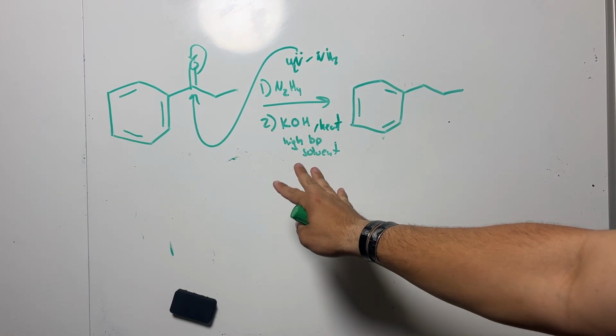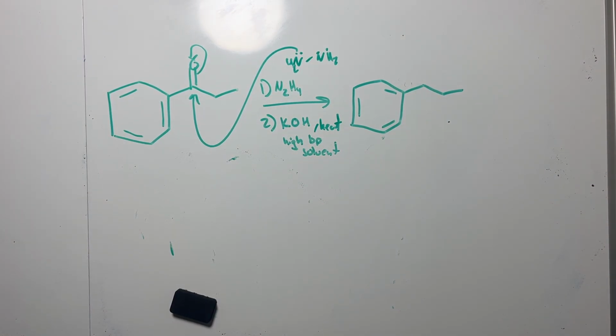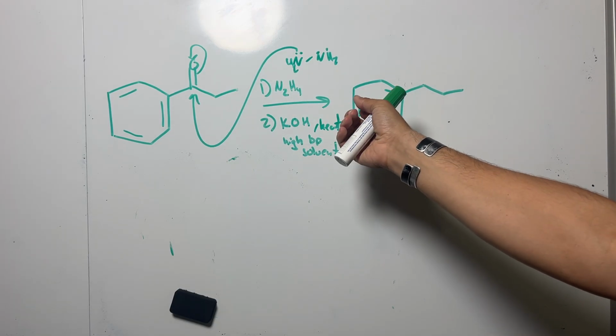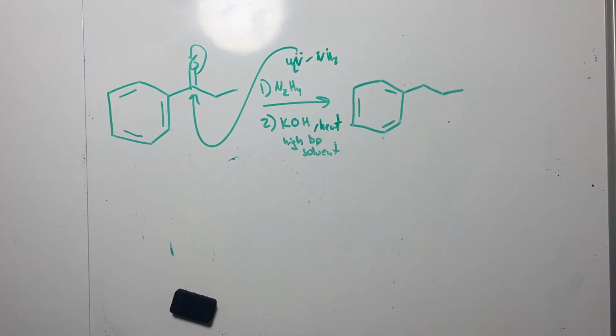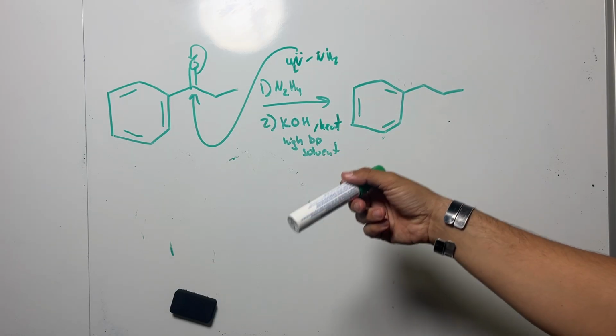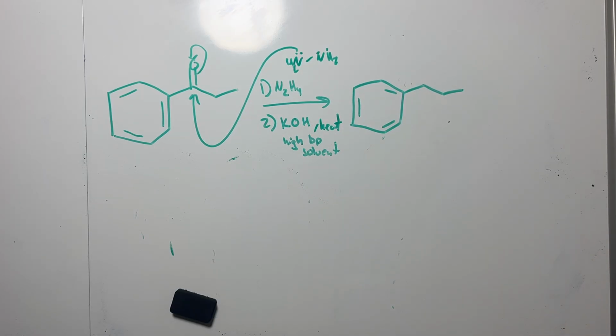Now this is under pretty strong basic conditions, so if you have a functional group or just some other part of the molecule that won't tolerate strong base very well, this isn't going to be the way to go for you, okay? Because just because we want it to do this doesn't mean this hydrazine might not start wreaking havoc somewhere else on your molecule, depending on how complex it is. So if you have something that is more tolerant of acids, you can use the Clemmensen reduction because it uses strong acid, and then vice versa.